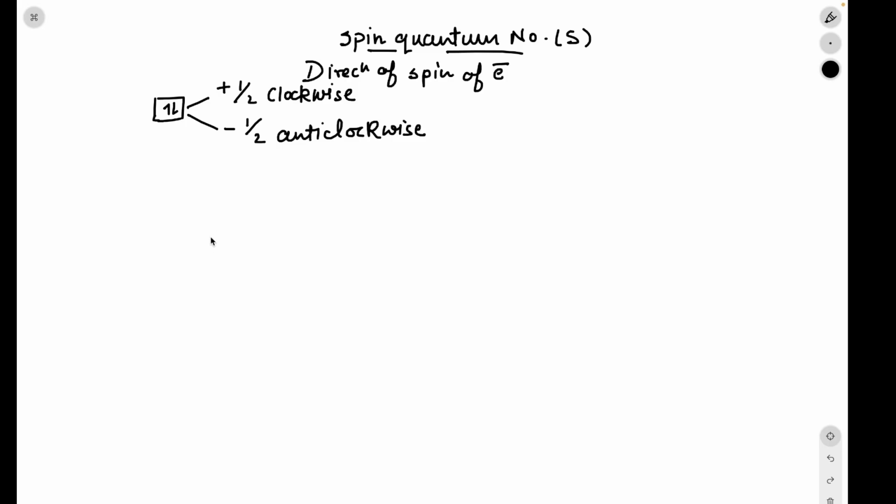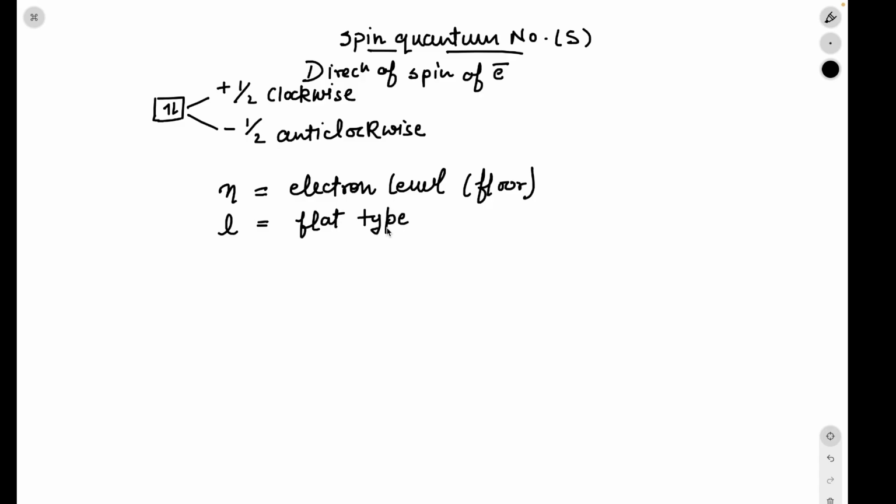So we can understand it like this: if the floor N is the electron level, then L is the type of flat and m is the room inside the flat, then the spin quantum number tells us which way the person inside the room is facing, clockwise or anti-clockwise.